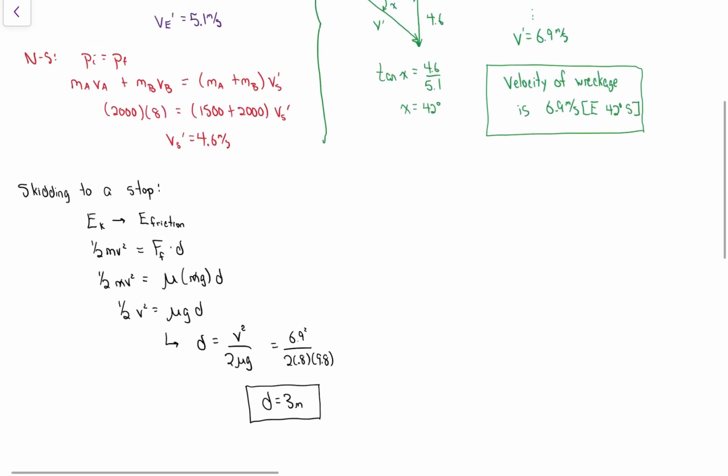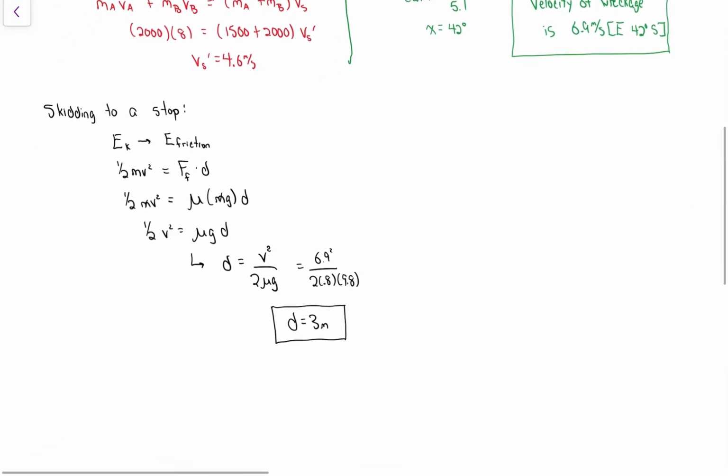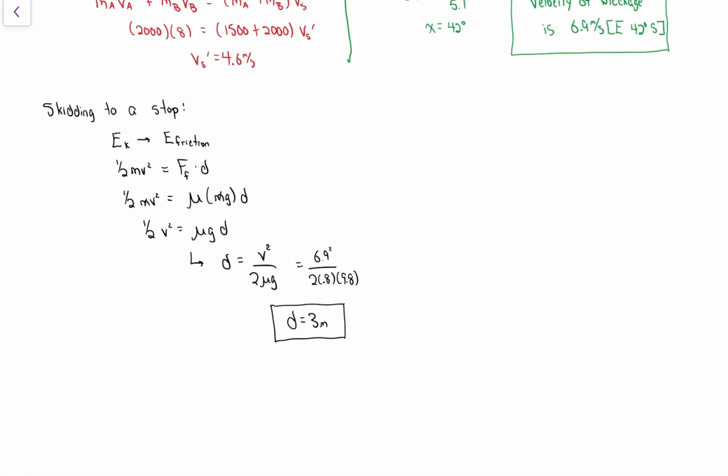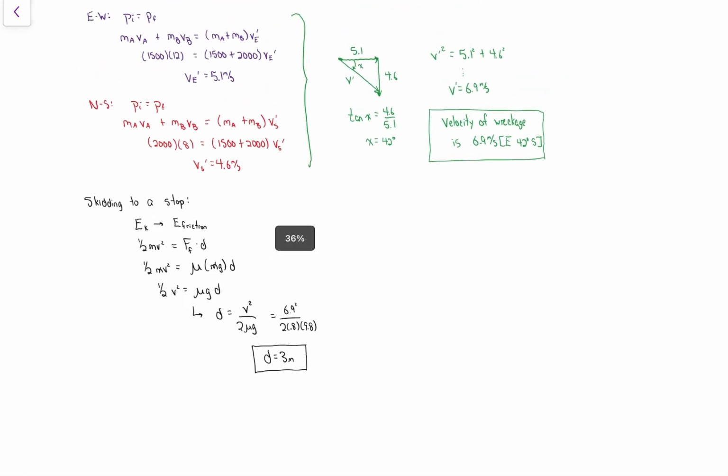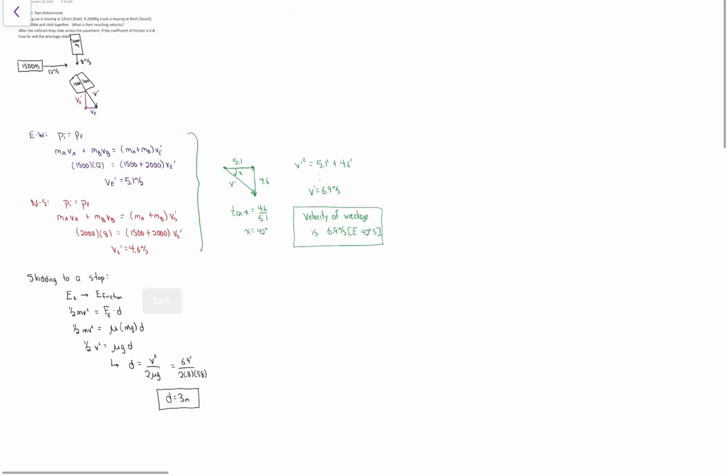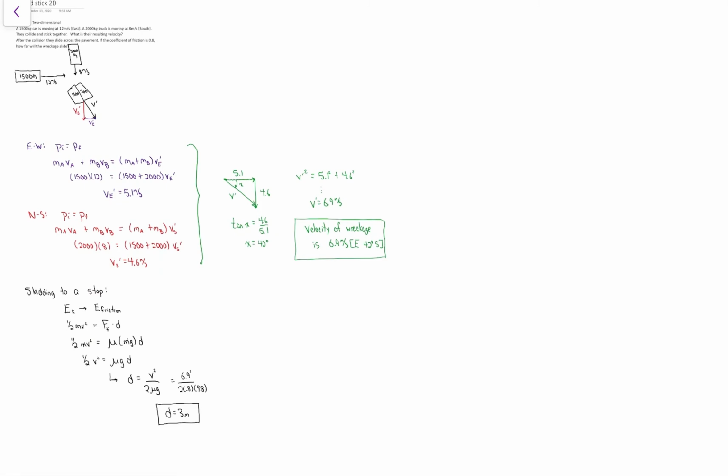Got a little bit lazy. I used words to summarize the velocity of the wreckage. I probably could have been consistent and said, therefore the wreckage slides 3 meters, but as long as it's obvious to me after the fact that you know what you're doing, I'm not really too concerned about how you present that final answer.